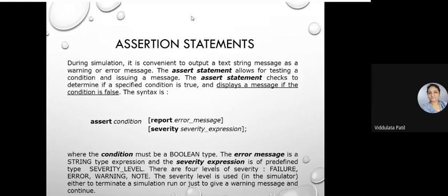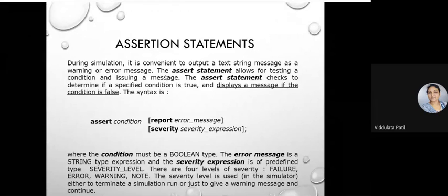But if the condition is false, then it will print the message as per whatever we are stating in the error message. The error message is a string type expression, and the severity expression is a predefined type of severity level. There are 4 levels of severity: one is failure, another is warning, then error and note.